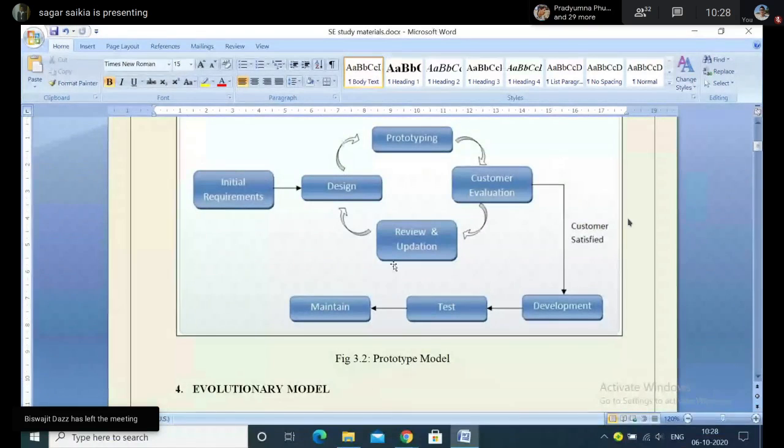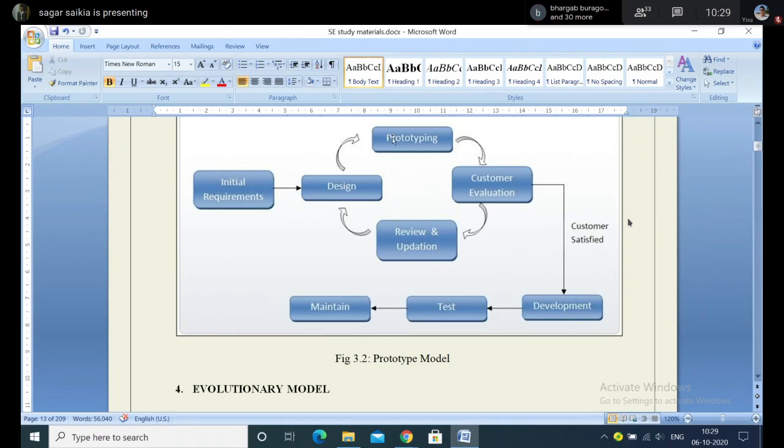This is the block diagram of how the prototype model phases look. First, as we have seen in the waterfall model, we start with the requirements of the system from the client side. We do the requirement analysis and gathering, prepare the software requirement specification to list down the requirements, and then proceed to the design phase. In the design phase, we don't jump directly into implementation.